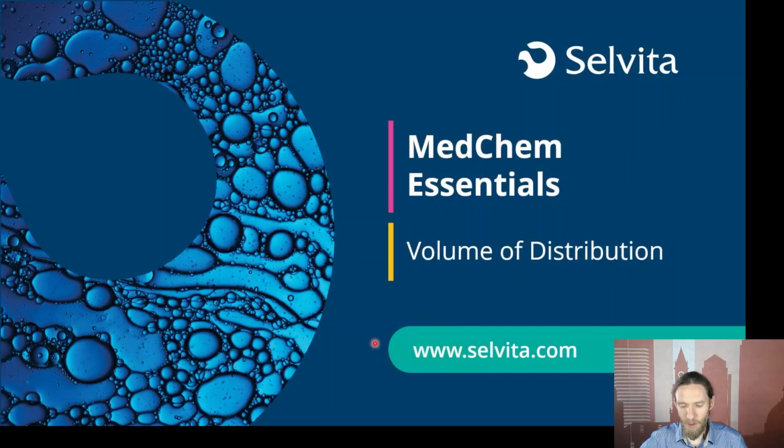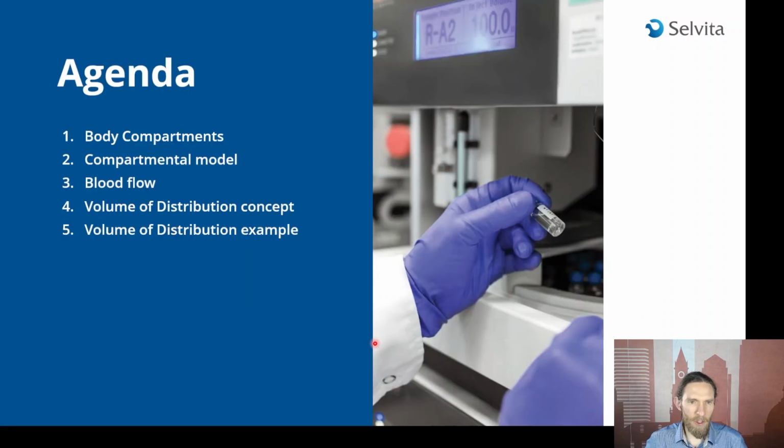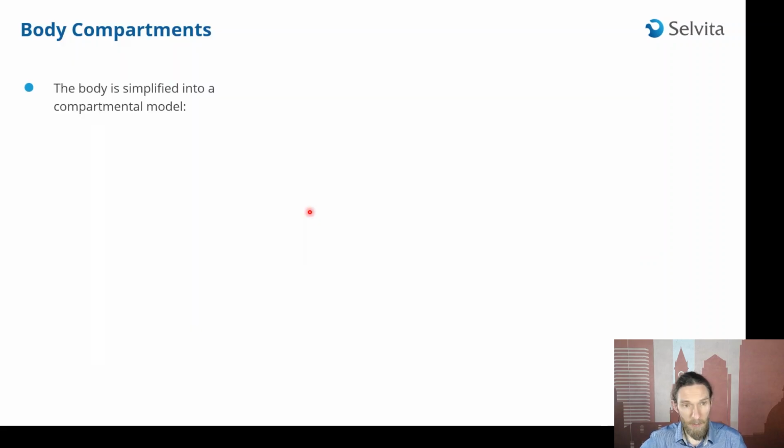This is the next episode of MedChem Essentials, scientific seminars devoted to medicinal chemistry. Today we'll be talking about volume of distribution. This is part of the second section of our course related to half-life. Today we'll talk first about body compartments, then the compartmental model, then blood flow in the organs, and finally the core concept of volume of distribution, and we will finish with a practical example illustrating the concept of volume of distribution. Let's start with body compartments.